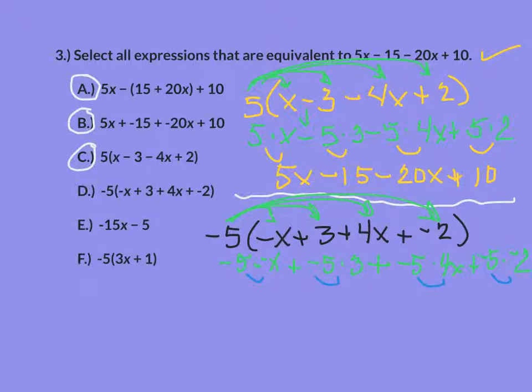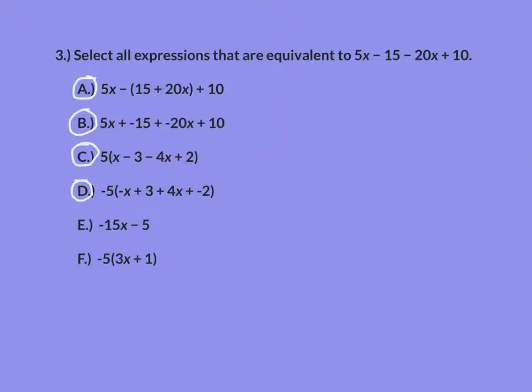So negative 5 times negative x, negative times negative is a positive 5x, plus a negative times a positive. Well, that's one negative sign, so it's going to be a negative. 5 times 3 is 15, plus negative 5 times a positive 4, again, one negative, minus 5 times 4 is 20x, plus a negative times a negative, even number of negatives, therefore a plus. 5 times 2 is 10. There it is again, exact same thing. Wow. Okay, moving right along.